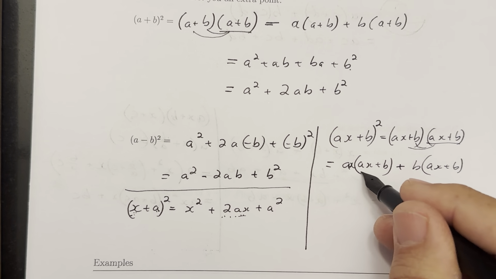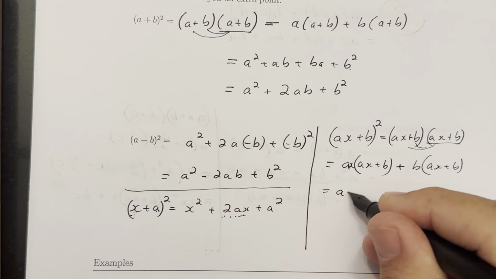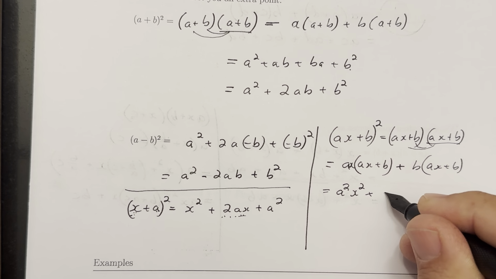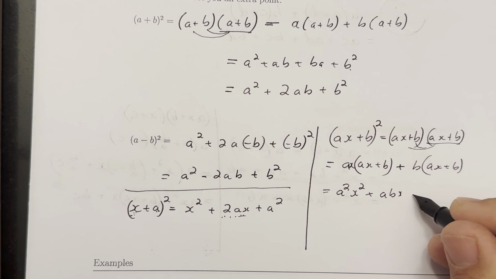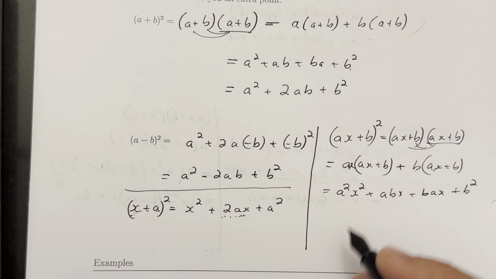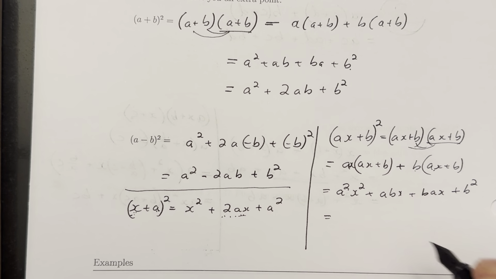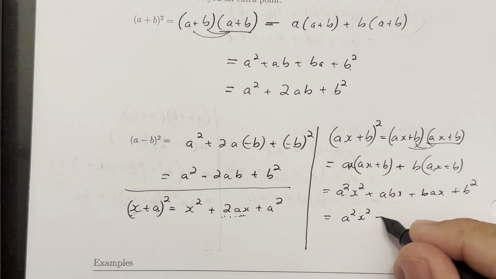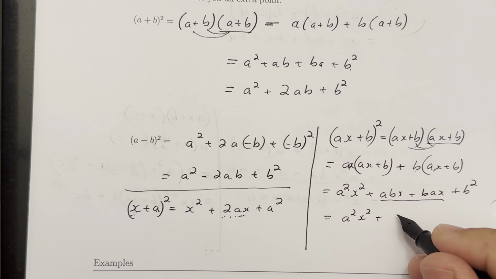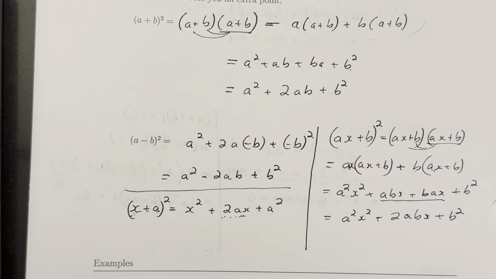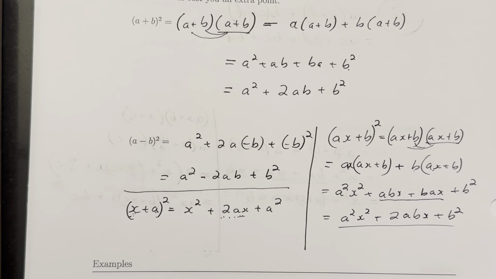And then we distribute this across, and we have a squared x squared plus abx, and now we do this one, bax plus b squared. So this becomes a squared x squared, and note that these two just combine, 2abx plus b squared. And so we've got another useful expression right there.